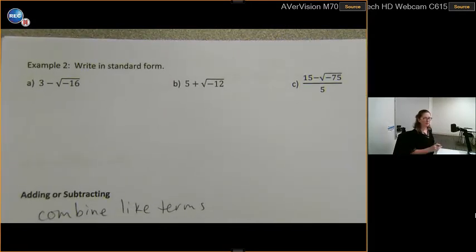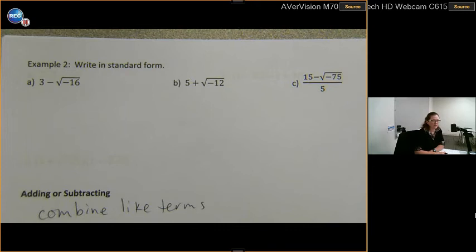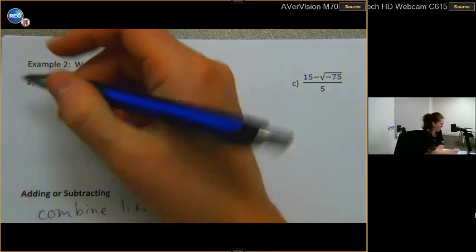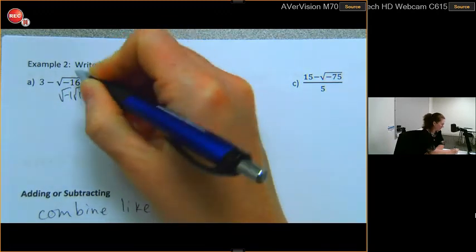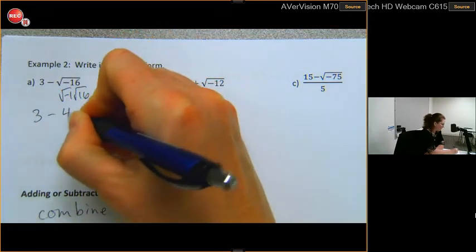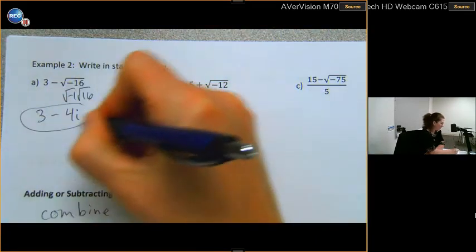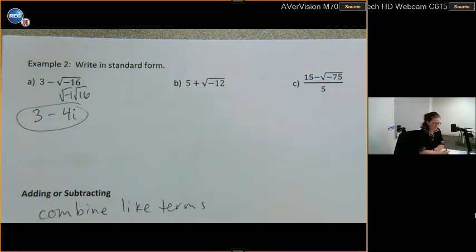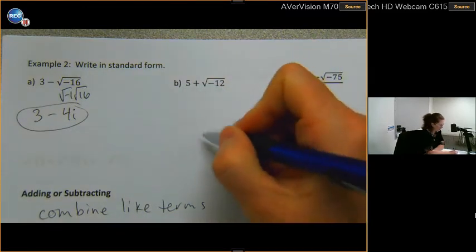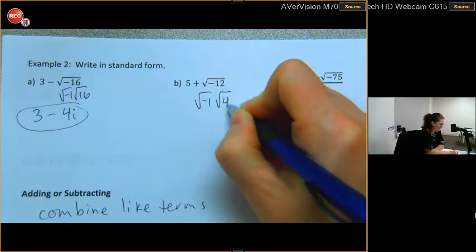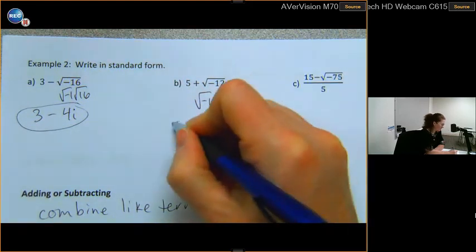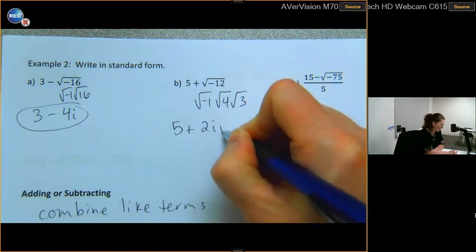The next example involves some subtracting and adding and dividing. So you're going to start out by simplifying the radical part. So the square root of -16, that's -1 and 16, which is 4i. And then we have the -12, so it's -1. 12 breaks down into 4 times 3. So we have 5 plus 2i square root 3.